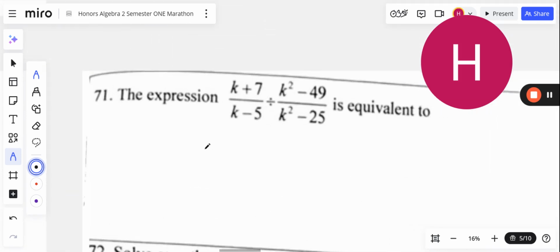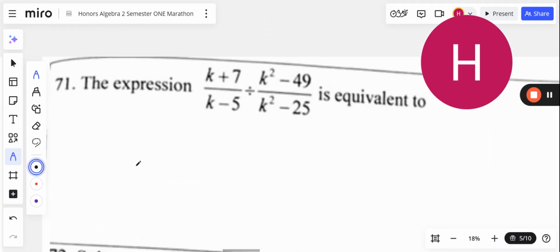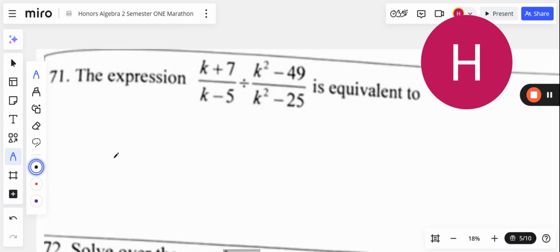Okay, this expression. Here we have a rational expression. We're multiplying rational expressions. Oh, that's a division, sorry. If it looks a little blurry, it is. This is k plus 7 over k minus 5 divided by k squared minus 49 over k squared minus 25. Remember that dividing by a fraction is the same as multiplying by its reciprocal.